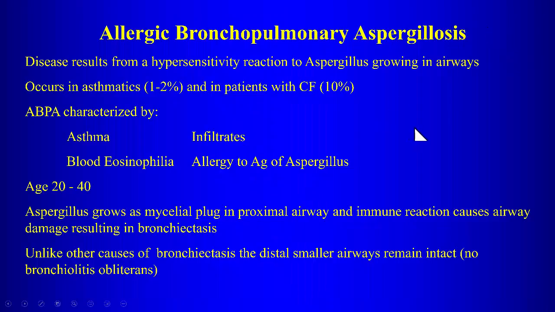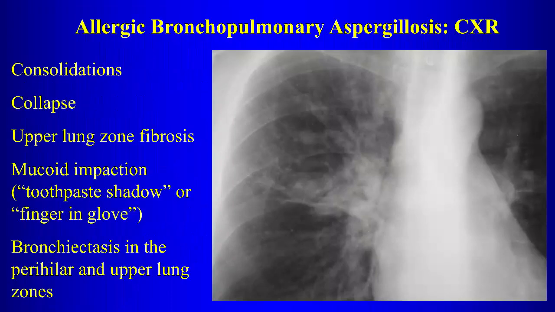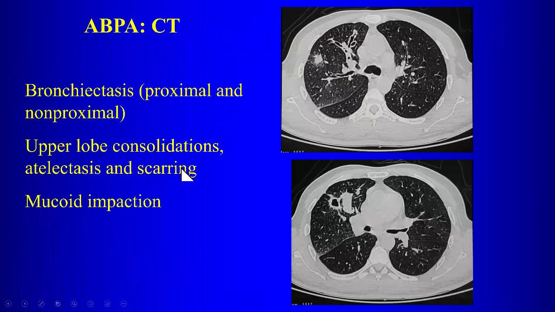So we've covered this before. I'm not going to go through it in any great detail, but this is associated with asthma and aspergillus infection, results in those mucus plugs, damage to the airways. So they develop the regions of mucoid impaction, might give you finger-in-glove sign. Finger-in-glove sign means that you have an area of mucoid impaction. Then these patients can go on to develop fibrosis in the upper lobes and then bronchiectasis also.